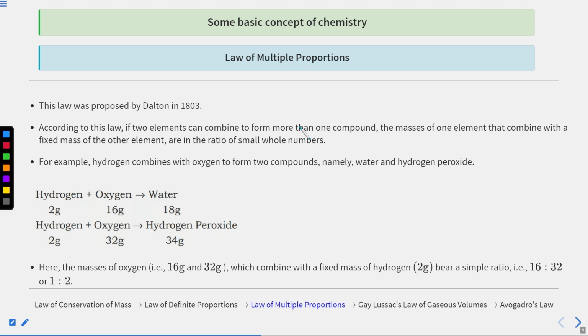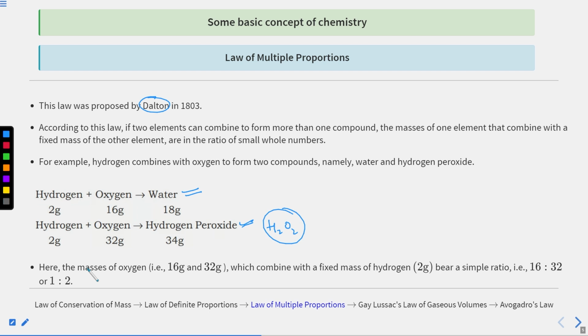Next one is the law of multiple proportion, and this law was given by Dalton. What does this law say? We know that water is formed from the combination of hydrogen and oxygen, because the constituent atoms are hydrogen and oxygen. Now one more thing is true: another compound can be formed from the same combination. Here is an example. We can form water from hydrogen and oxygen. We can also form hydrogen peroxide, whose formula is H2O2, from these same atoms of hydrogen and oxygen. Clear? So what is the meaning of this?